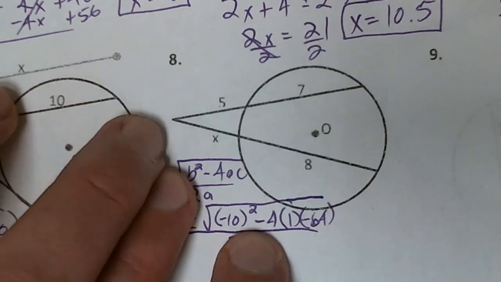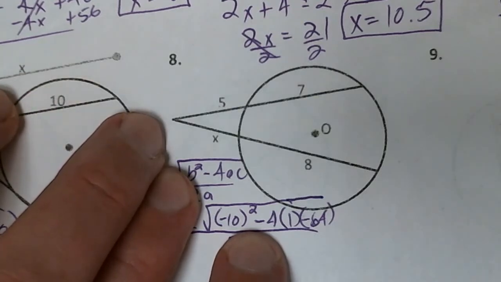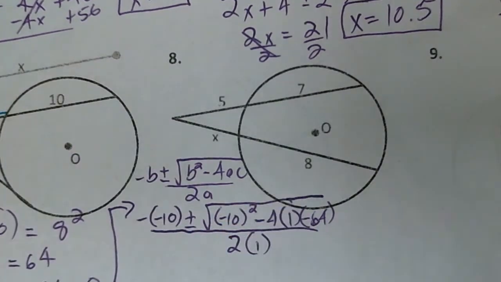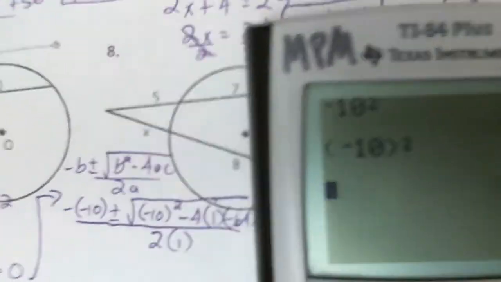I'm only looking at the discriminant, which is just the part inside the radical. Okay, I want to do that part first on my calculator. So I want you to type it in your calculator exactly the way that you see it. Okay, so what do I see?